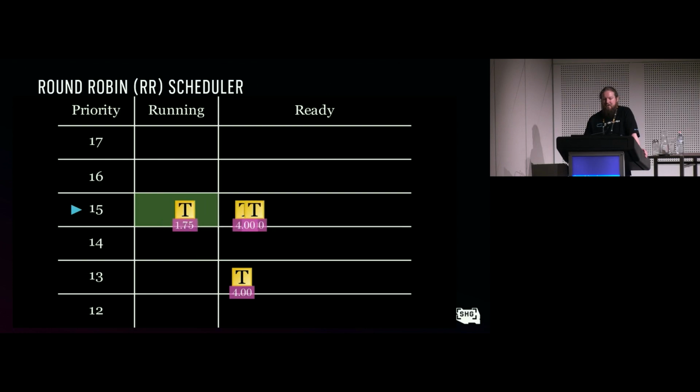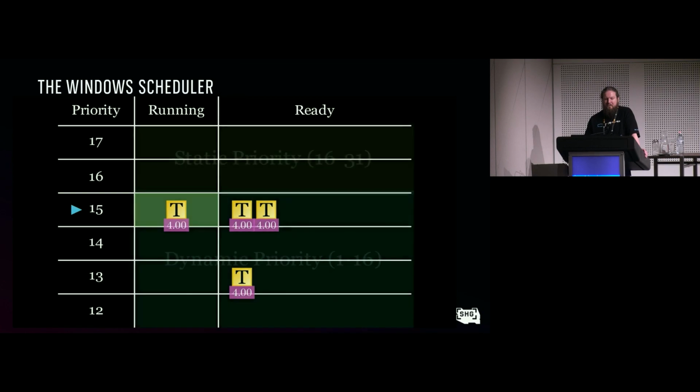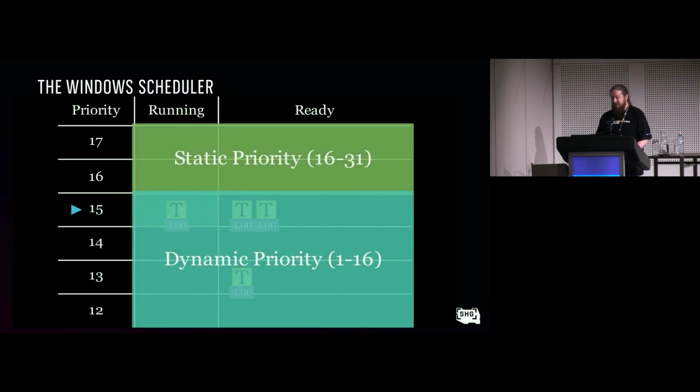Now, let's move on to the Windows scheduler, which is very similar to the round-robin scheduler. One of the key differences is that the Windows scheduler uses priority boosting, which temporarily boosts the priority of lower threads. Priority levels are split into a static and dynamic range. The boosting only happens within the dynamic range, which is also where all of the applications run, while the operating system runs across both ranges.